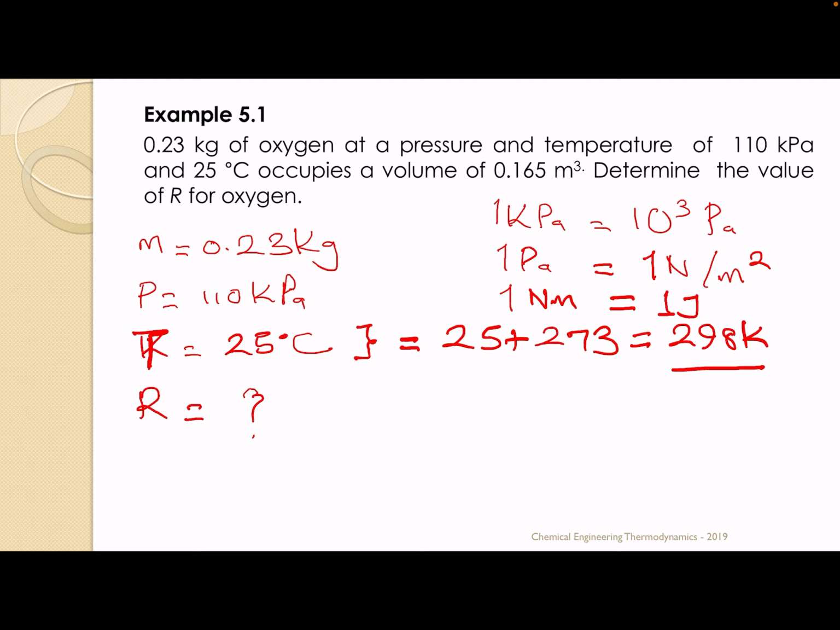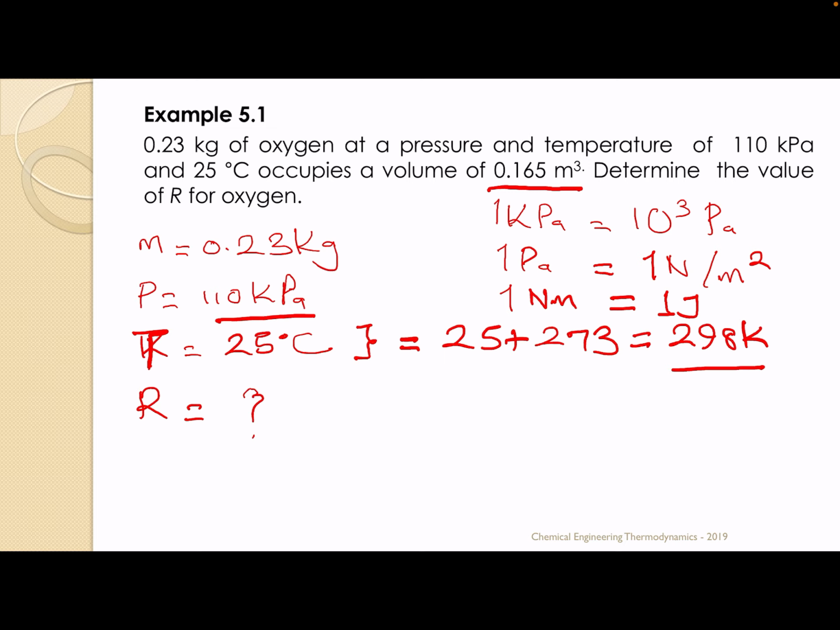It's essential to take note of this so that whenever we deal with our calculations, we can convert the units appropriately. For example, looking at this, we have a volume in meter cube. So if you have a volume in meter cube, it is essential to convert our pressure into a unit that has meter in it. So let's move on.